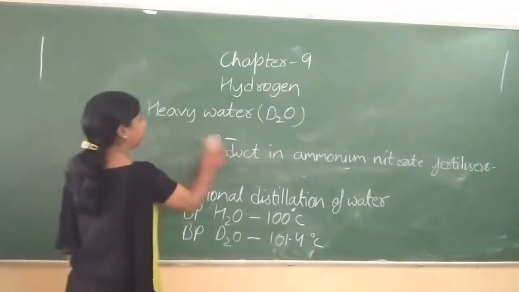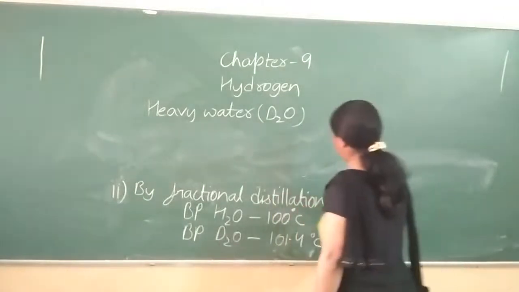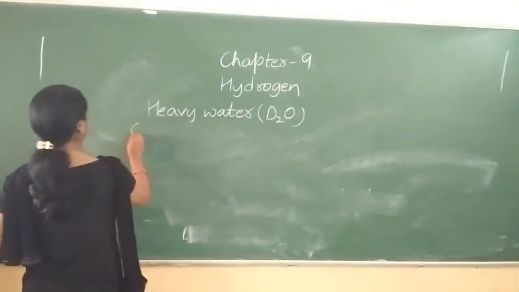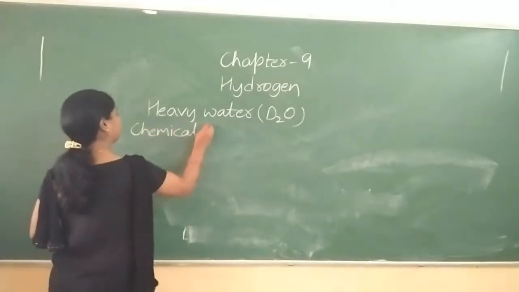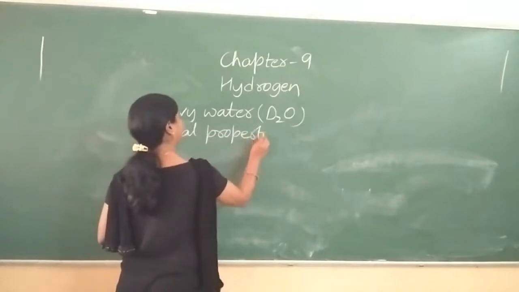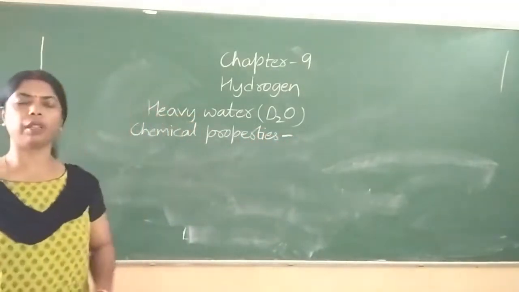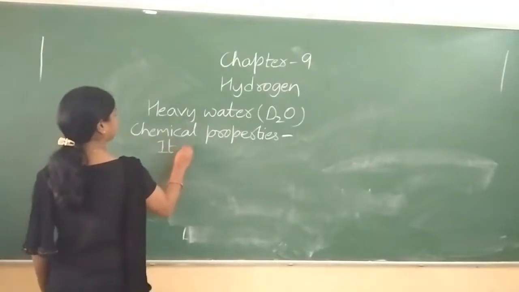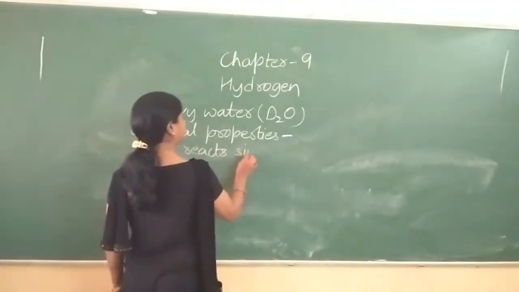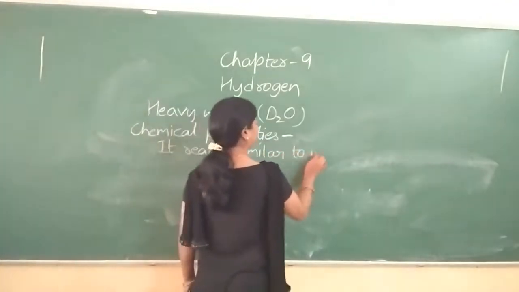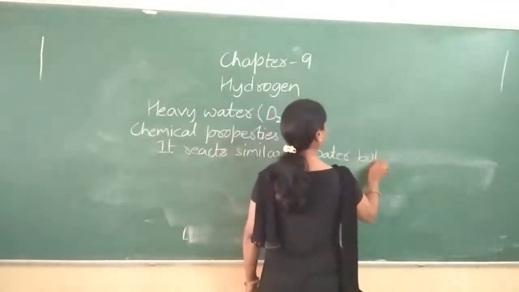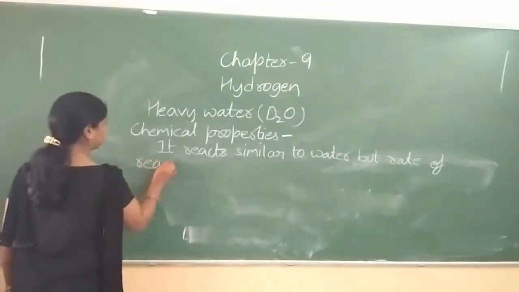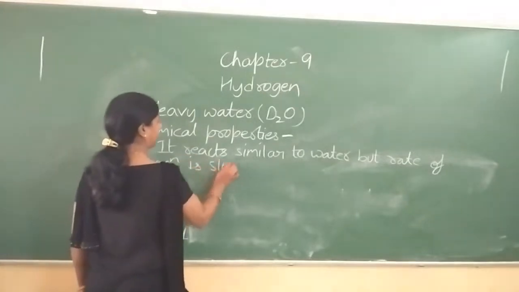Now next we have to see the chemical properties of heavy water. Now the chemical properties are similar to water, but it reacts slower than water. The rate of chemical reaction is slower than water. So you can write down, it reacts similar to water, but the rate of reaction is slower than water.